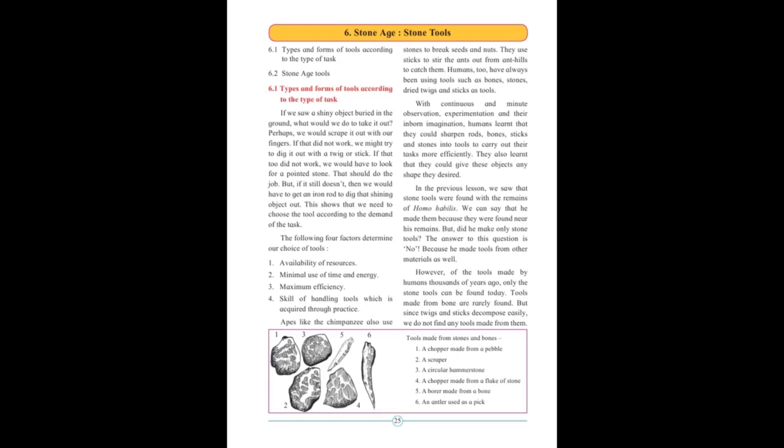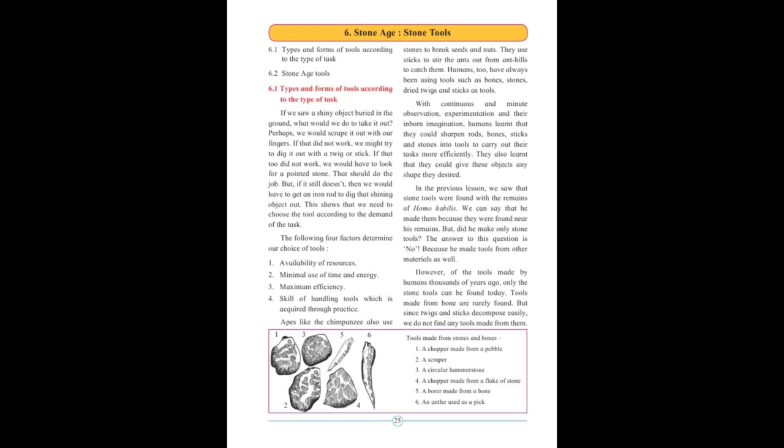With continuous and minute observation, experimentation, and their inborn imagination, humans learned that they could sharpen rods, bones, sticks, and stones into tools to carry out their task more efficiently. They also learned that they could give these objects any shape they desire.